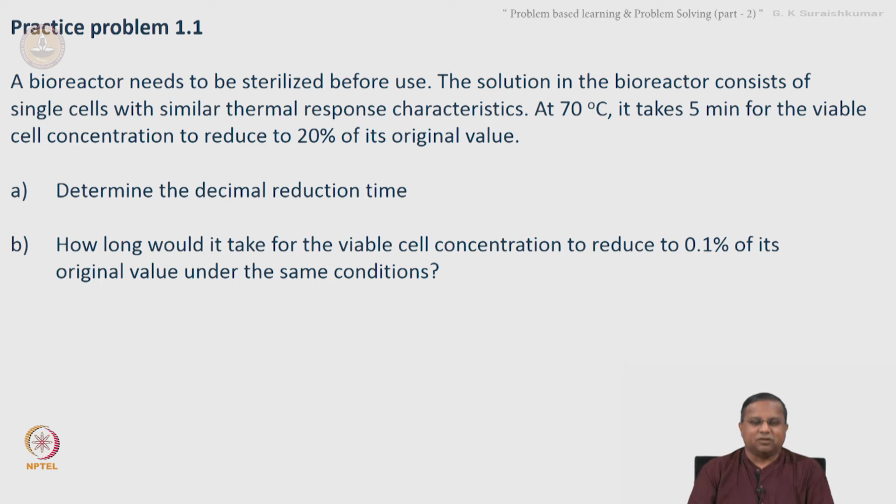The questions, or the challenges, are: A, determine the decimal reduction time, do not worry about the term now. B, how long would it take for the viable cell concentration to reduce to 0.1% of its original value under the same conditions? So, these are the two questions asked and we are going to solve them. Let us apply our strategy to solve this particular problem. It is a closed ended problem. So, the first step is what is needed.